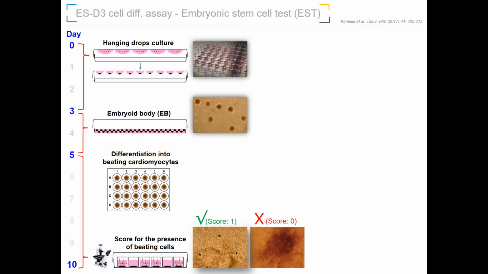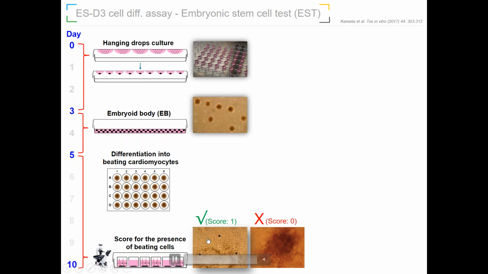So the formed spheroids will grow in size, and the exposure medium is refreshed 2 times during this period of 10 days. On day 5, the spheroids will be transferred into the 24 well plates, so 1 spheroid per well. And on day 10, the number of wells containing contracting cardiomyocytes is then counted.